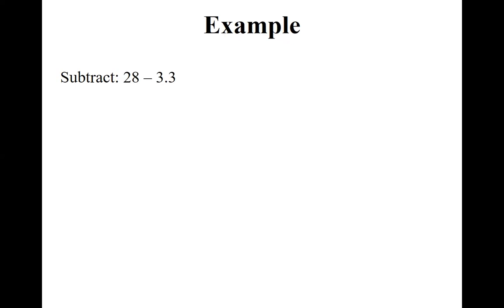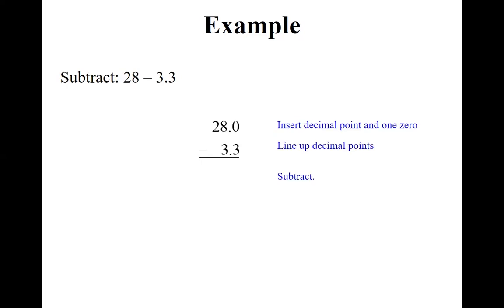$28 minus 3.3. Again, put in a 0.0 after the 28. We're lining up the decimals. We're filling in any empty spots with zeros. Subtract 0 minus 3, can't do it. Take 1 from the 8, that turns it into a 7. That 1 turns the 0 into a 10.